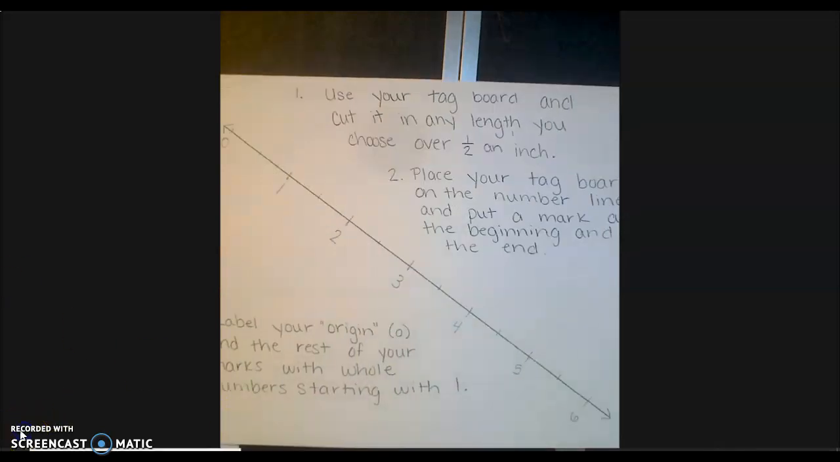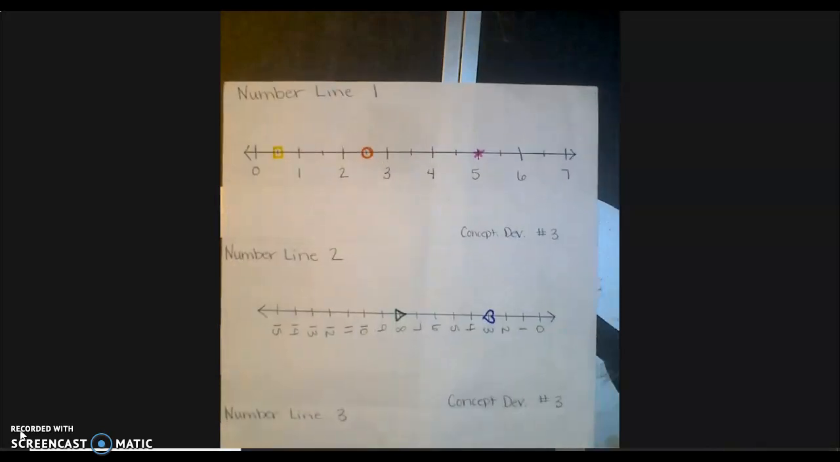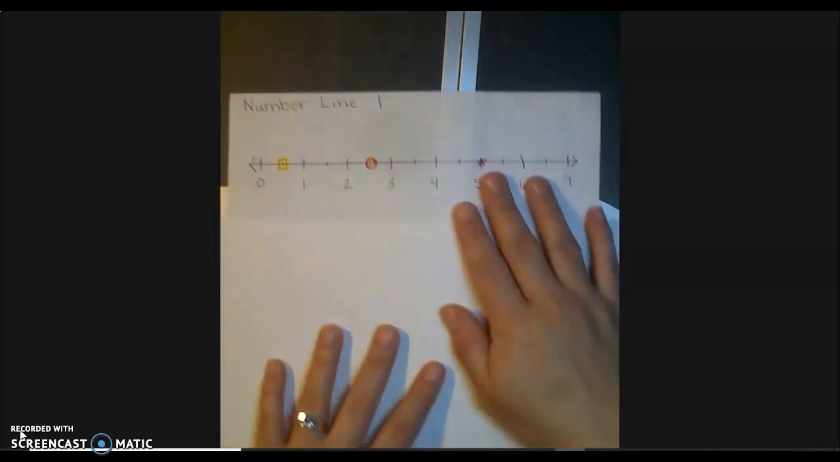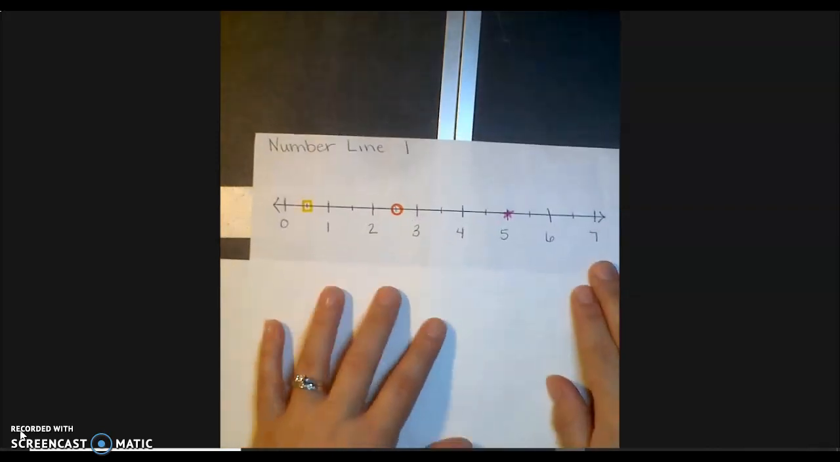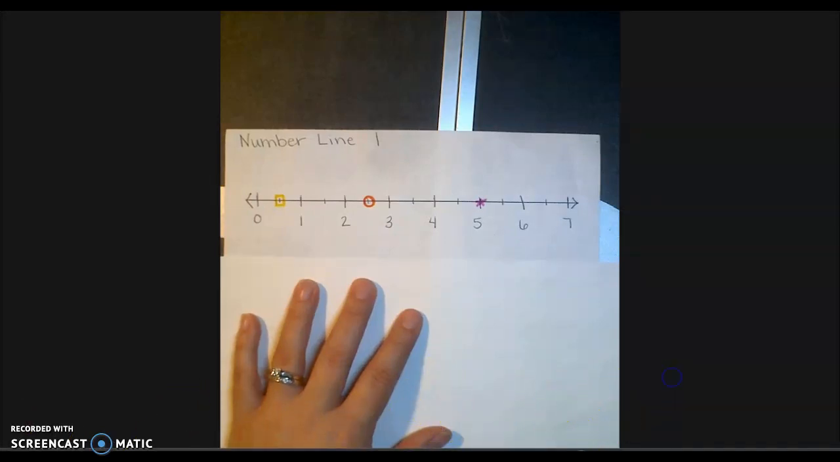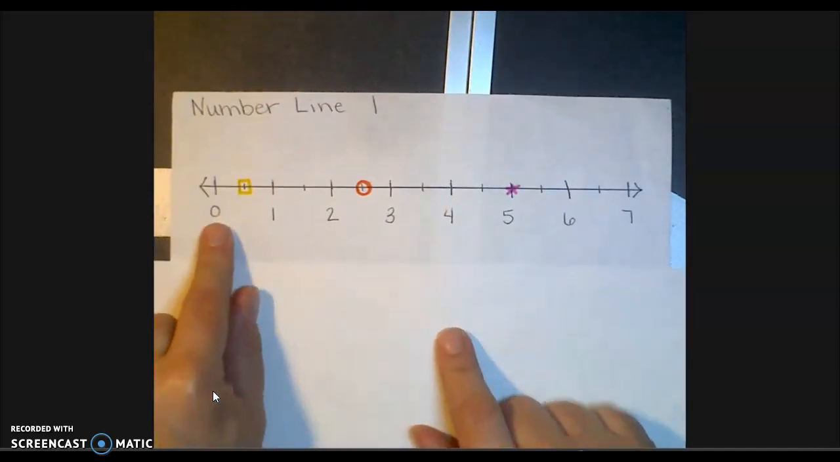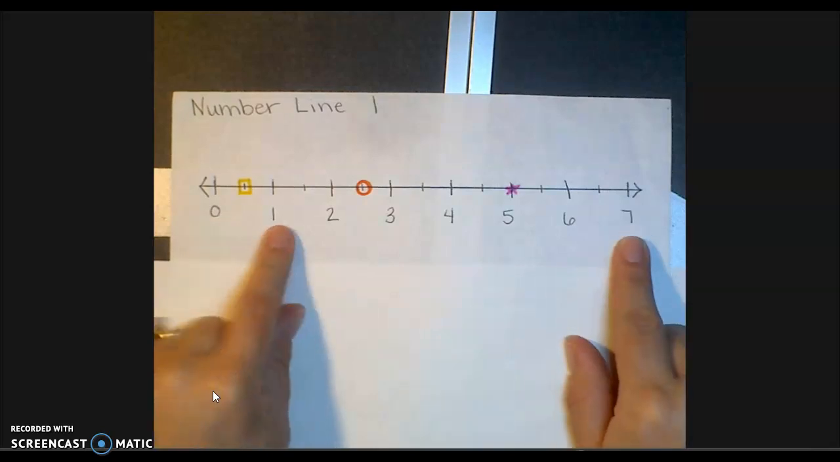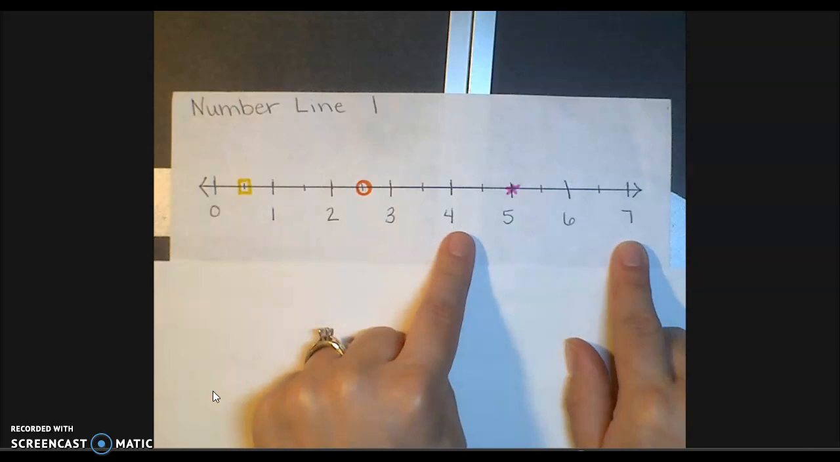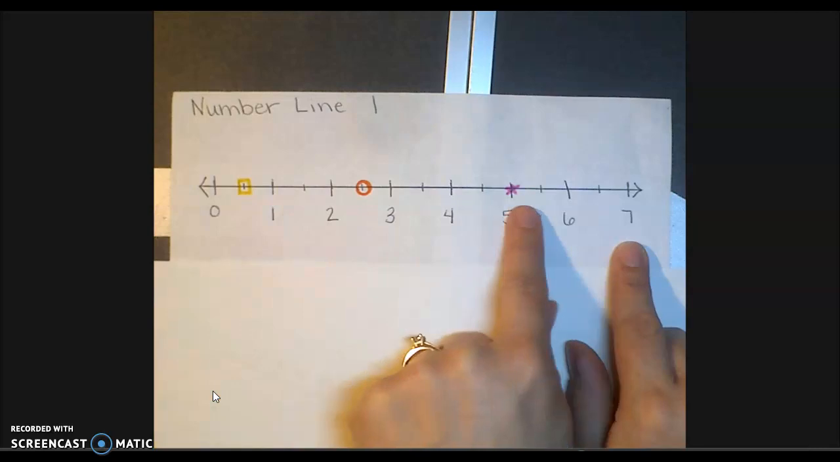Now that we have constructed a line with our numbers here, we're going to look at some other lines. This is number line 1. And the important word we talked about was our origin. And origin is the number 0. I'm trying to zoom in here. There we go. So our 0 here is on the left, and we are counting by whole numbers to the right. And we are split in halves on this number line.